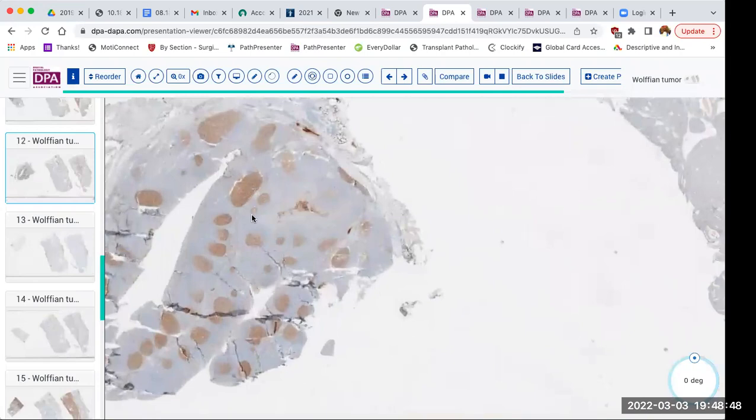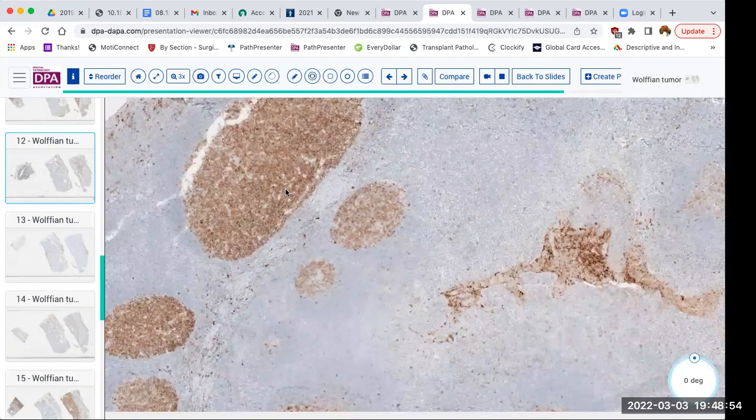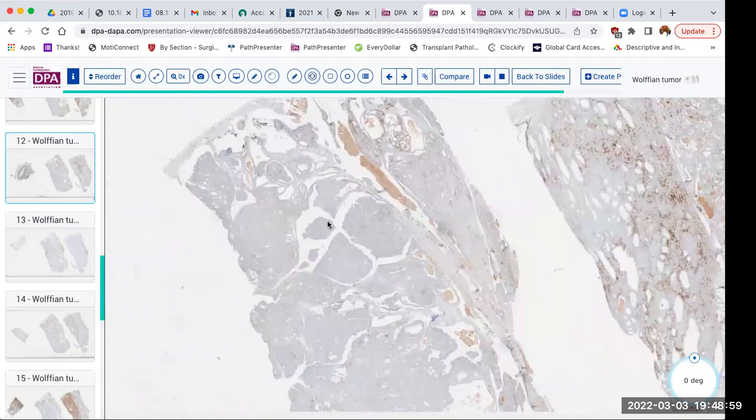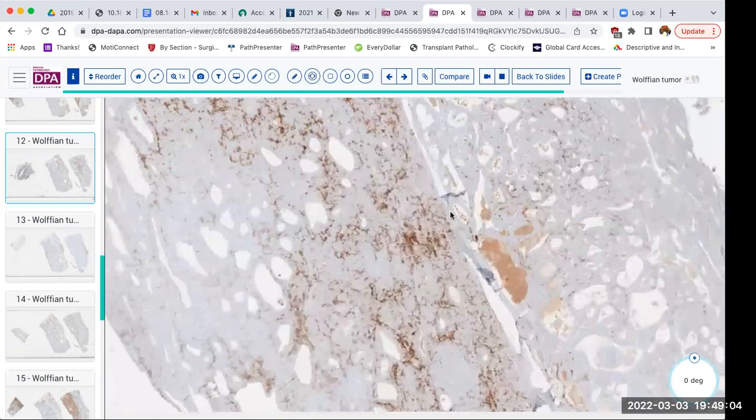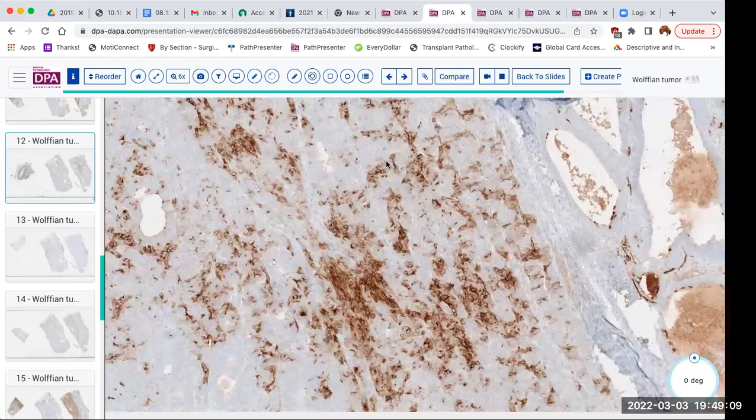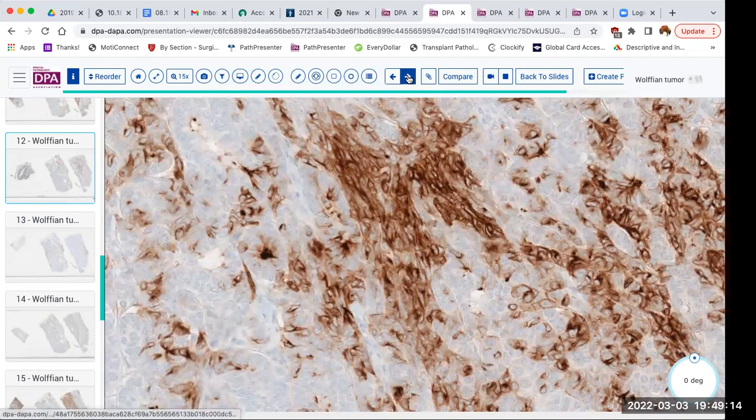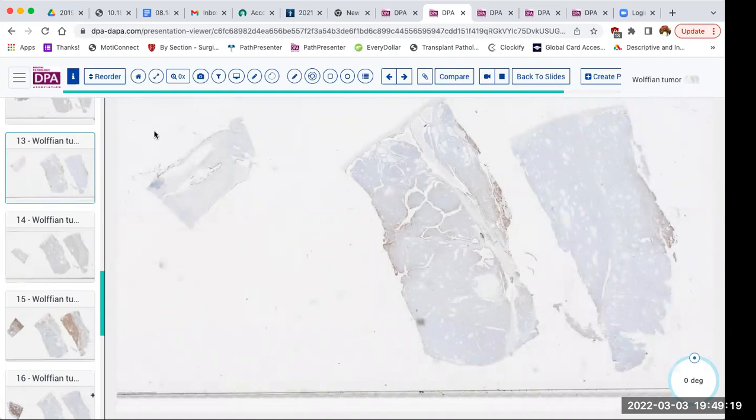Let's see, what's there? So this is CD10, staining the follicles of the germinal center. And we use it to define endometrial type stroma and stromal sarcomas. And here, notice that we do have some positivity in some of these cells. So is this still endometrioid stroma? I wondered about that as well.